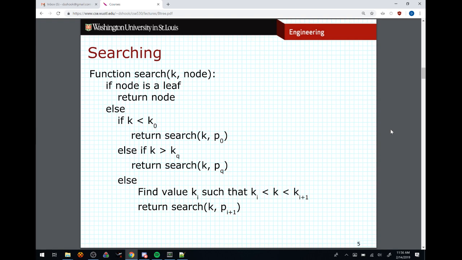If you know how to do a search through a binary tree or any other kind of tree, you're not going to see any surprises here, right? I start at the root, and then I say, hey, is this a leaf node or an inner node?